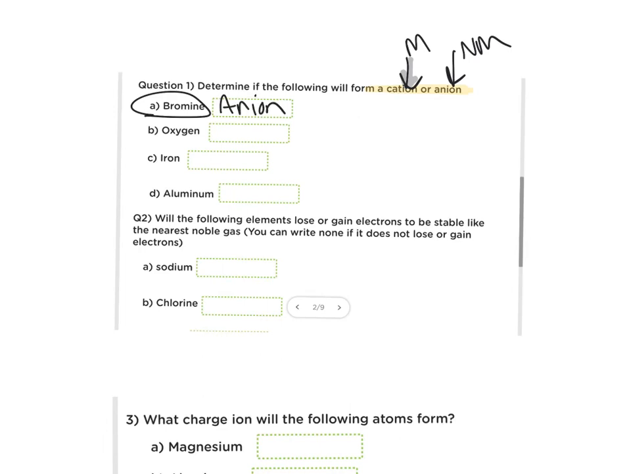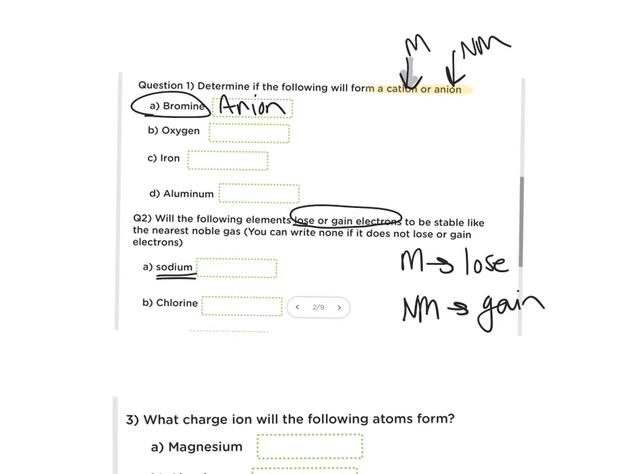Okay? In question 2, it's asking you, will the following lose or gain electrons? Remember, metals will lose, non-metals will gain. Okay, so here you have sodium. Sodium is a metal. Is it going to lose or gain? Metals lose. So here you can write lose electrons.